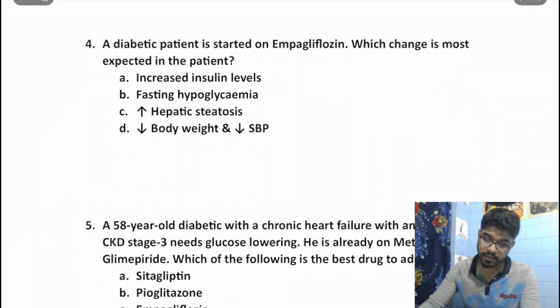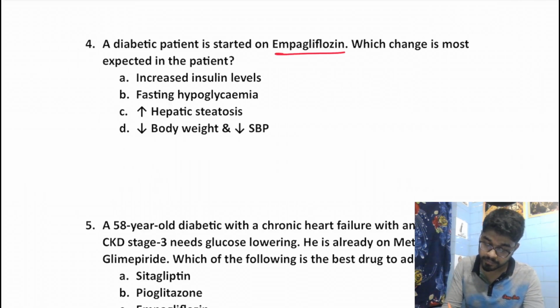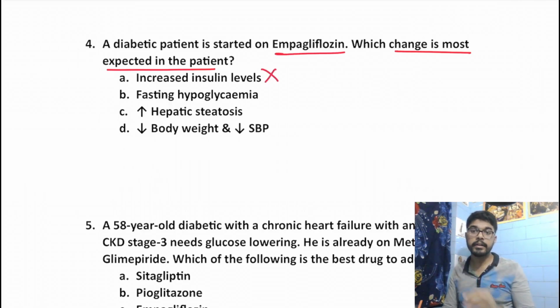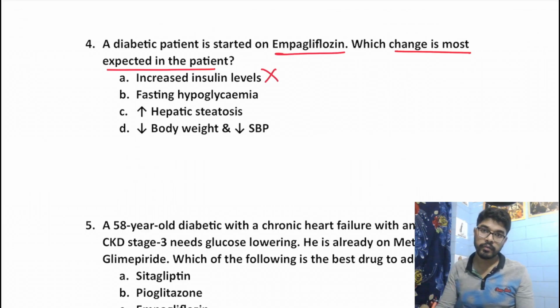A diabetic patient is started on empagliflozin. Which change is most commonly expected? Which change is most expected in this patient? Okay. Increased insulin levels. No. As already discussed, SGLT2 inhibitors do not affect your insulin levels. Fasting hypoglycemia. Again, fasting hypoglycemia is related to your insulin levels, right? Again, there will be no effect on fasting hypoglycemia.